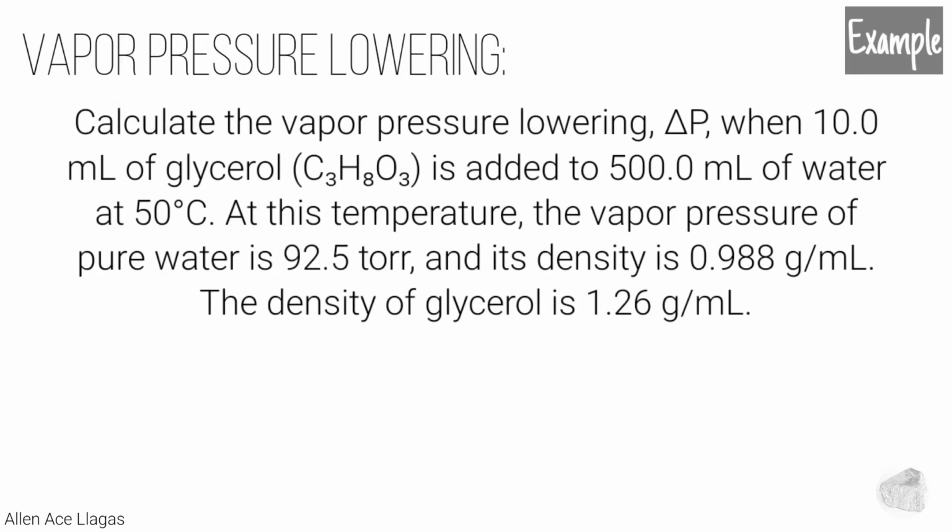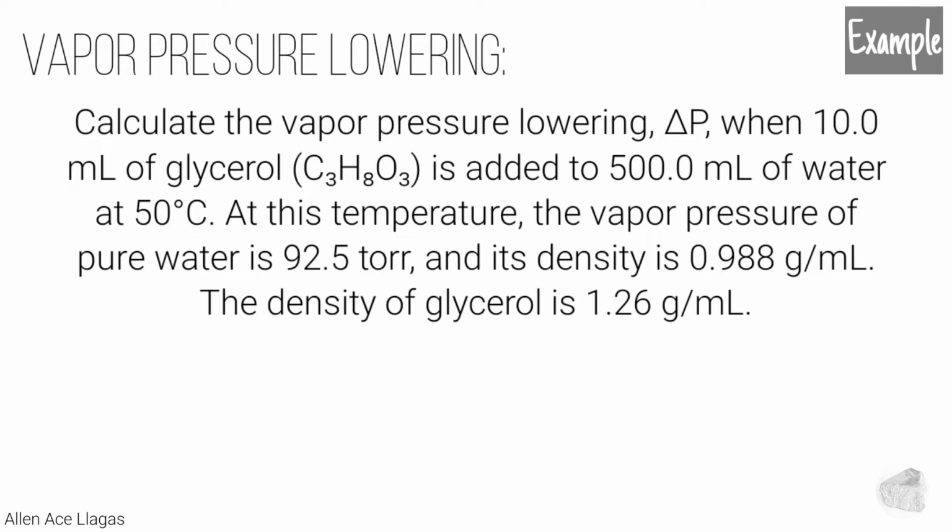Okay, let's try this one. Calculate the vapor pressure lowering, delta P, when 10.0 mL of glycerol, C3H8O3, is added to 500.0 mL of water at 50 degrees Celsius. At this temperature, the vapor pressure of pure water is 92.5 torr and its density is 0.988 grams per milliliter. The density of glycerol is 1.26 grams per milliliter.